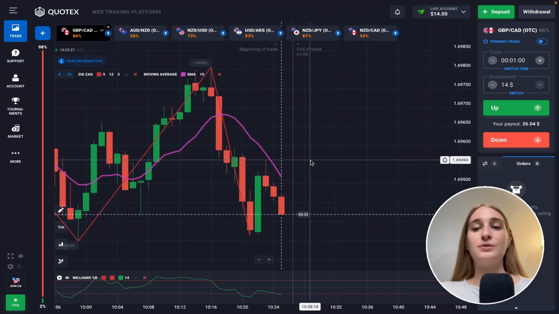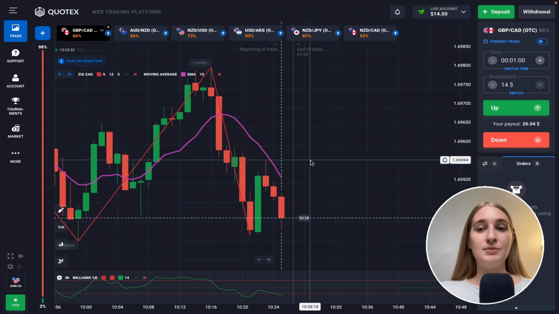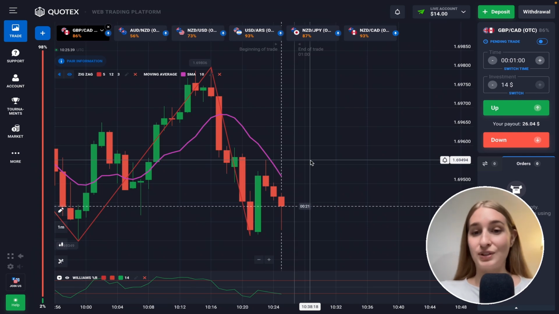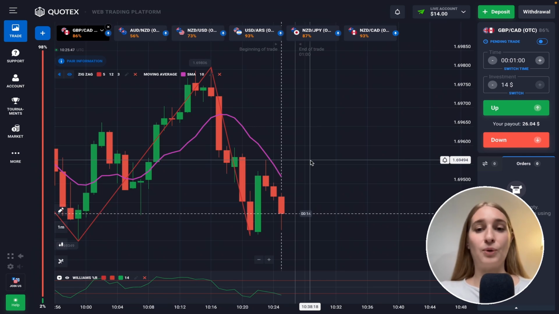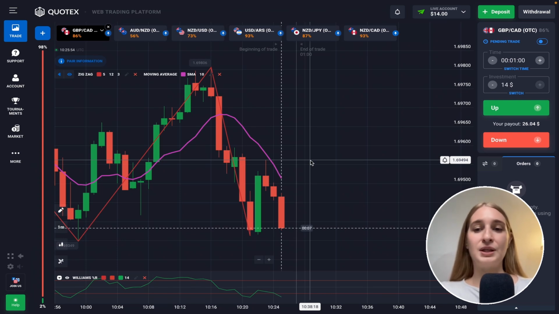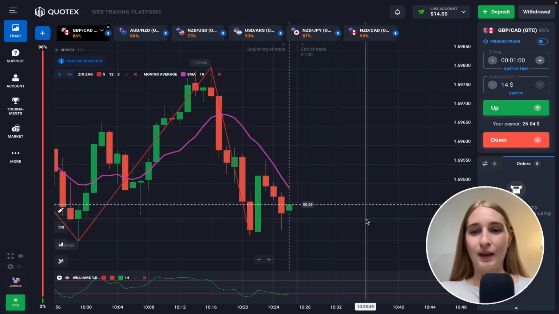So we are starting today from $14, and well, the Williams indicator shows the relative position of the closing price at the highs and lows of a period of time, and provides information on whether the price of an asset is currently in a strong or weak trend. First of all, I want to make a trade right over here, and then we will look at the indicator in detail.